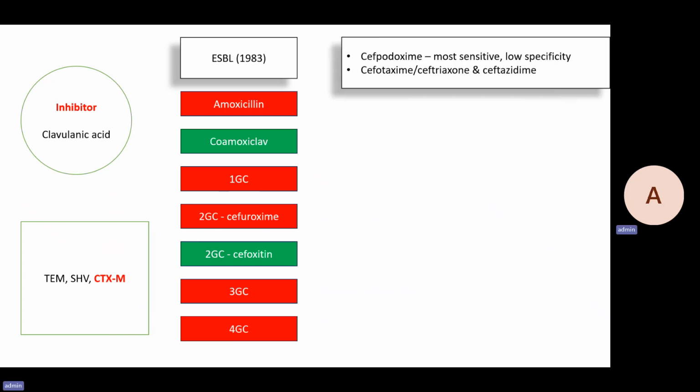How do we identify ESBL? To identify ESBL, you have to first screen for it. And the screening mechanism uses two sorts of methods. This is taken from EUCAST. So either you screen with cefpodoxime, which is a very sensitive antibiotic for ESBL screening, but it has low specificity. The meaning is that if you use cefpodoxime to screen, then you might have a few false positives.